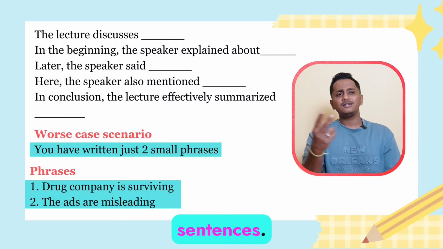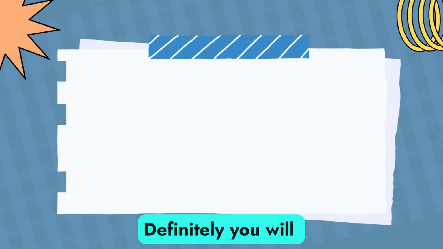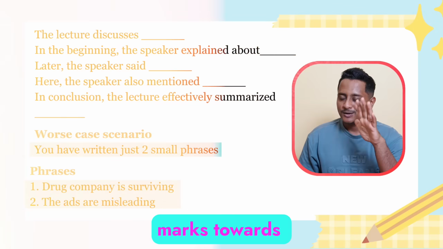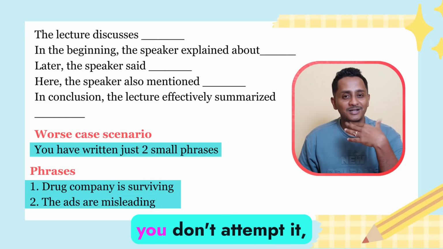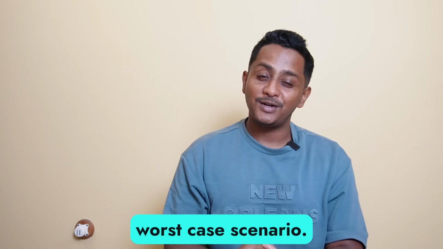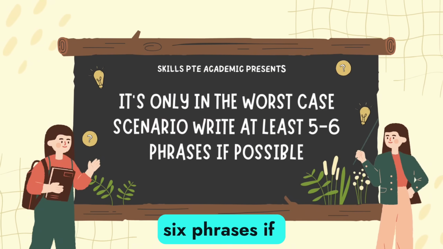Here, I'm not using a templated response or something. I have written 2 sentences. Now, what more can I do? I'm just repeating it. Definitely will not get full scores. Let's say from 1 written lecture, you're supposed to get 5 marks towards your listening and speaking. You may end up getting 2. But if you skip it, if you don't attempt it, you will definitely get 0. So 2 is still better than 0. So this is how you can perform in the worst case scenario. But remember, it's only in the worst case scenario. Write at least 5 to 6 phrases if possible.